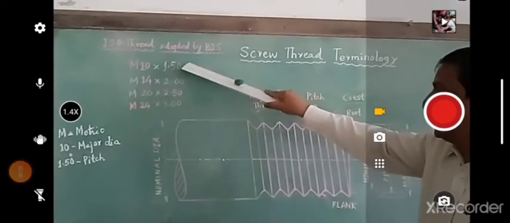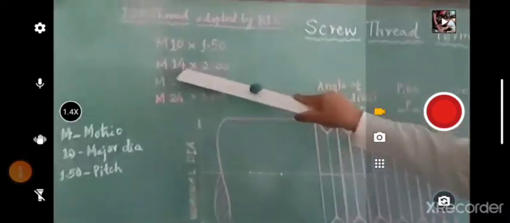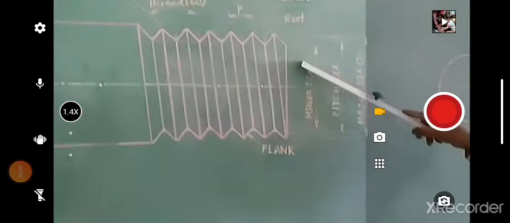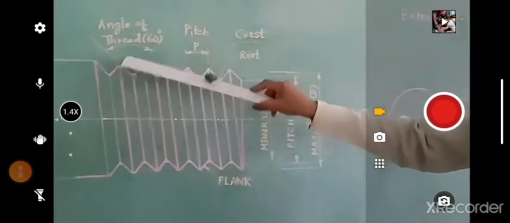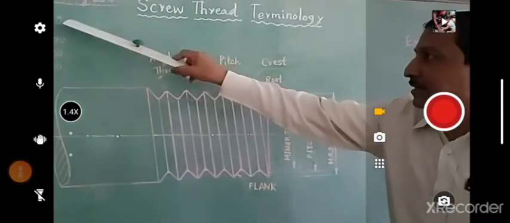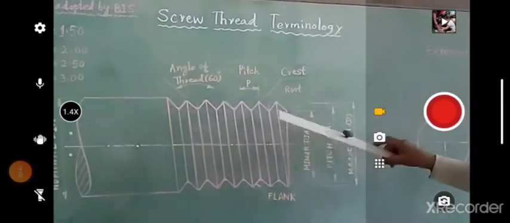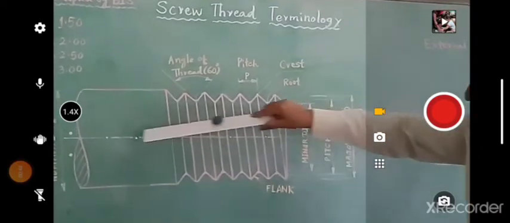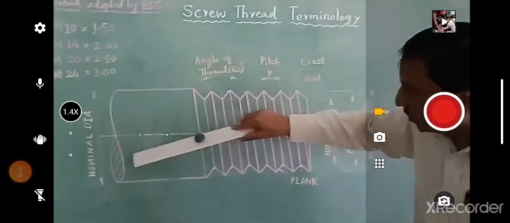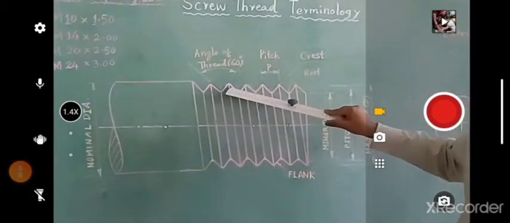So before knowing this M10 into 1.5, M14 into 2, whatever I have written, first we are going to focus on the screw thread terminology, so that we will understand the meaning of M10 into 1.5. So here I have drawn the standard thread. I have shown the V thread here in the diagram.